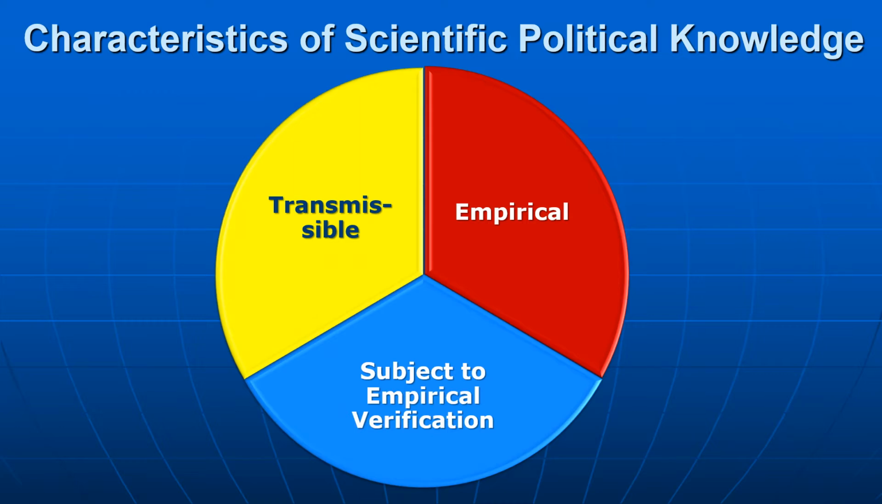There are three primary characteristics of scientific political knowledge. The first is that it's empirical. The second, that it's subject to empirical verification. And the third is that it's transmissible.